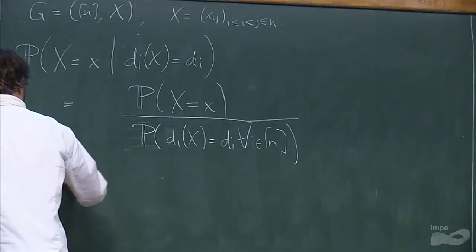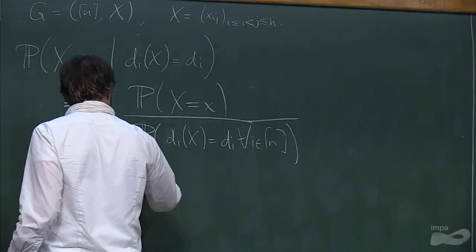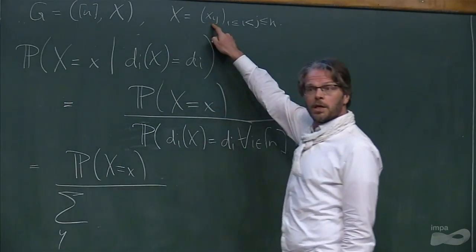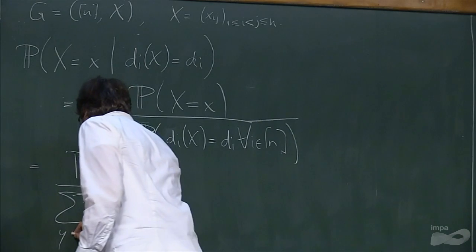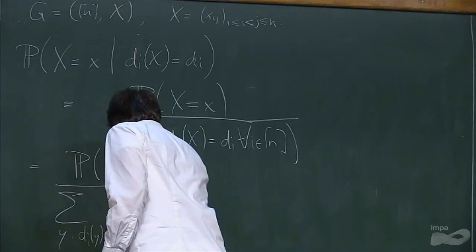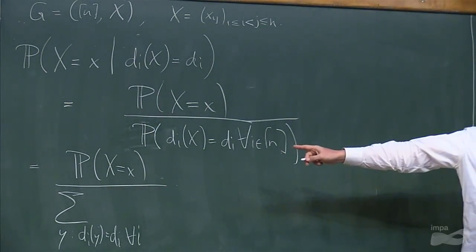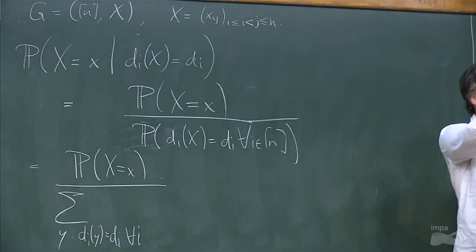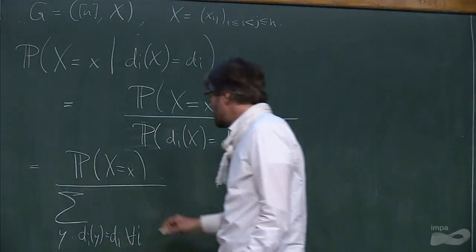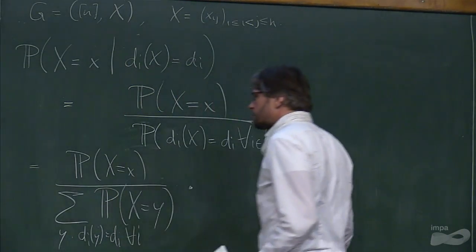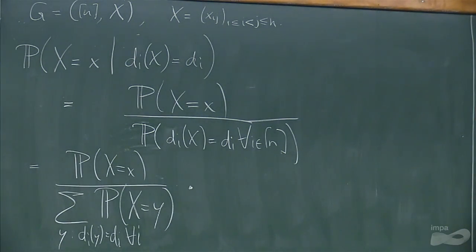Now, of course, I can write that as the probability that X is x, divided by the sum over all the y's, which, bear in mind, are these sequences of zeros and ones, such that D_i(y) is equal to little d_i for every i. Is this readable, by the way, in the back? Yeah? Very good. The probability that X is equal to little y. Okay, so far so good. Now I have this formula. And I still need to compute this.